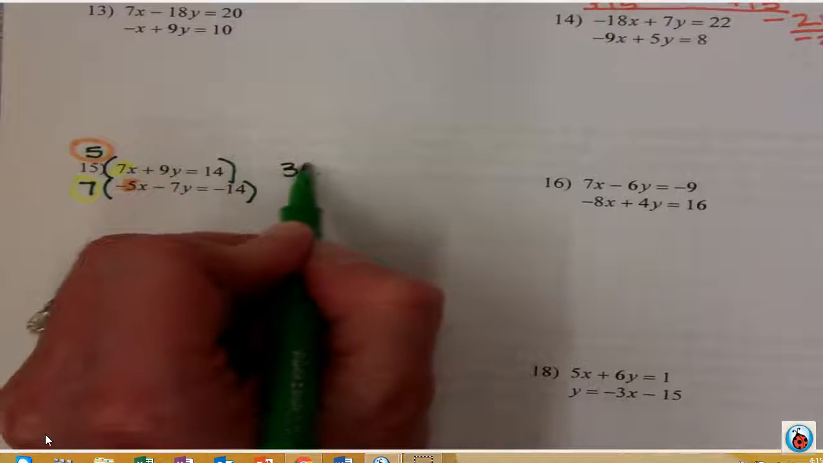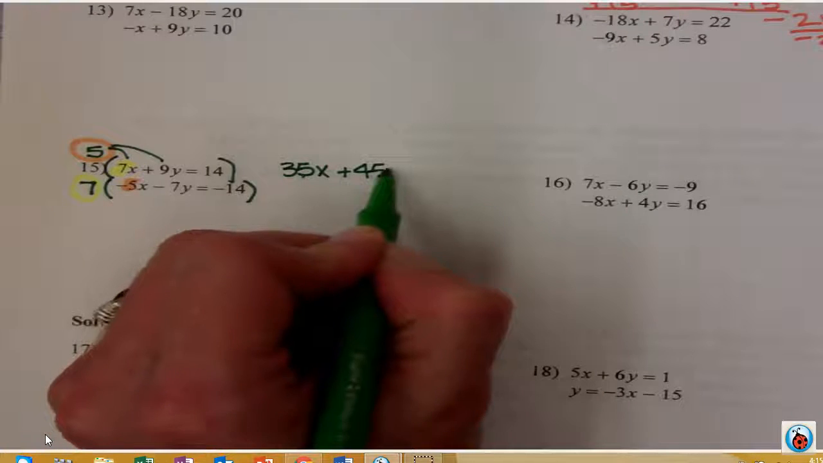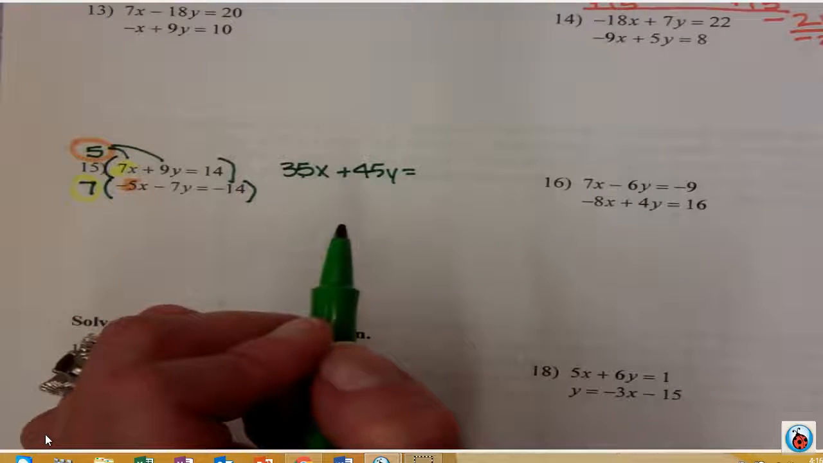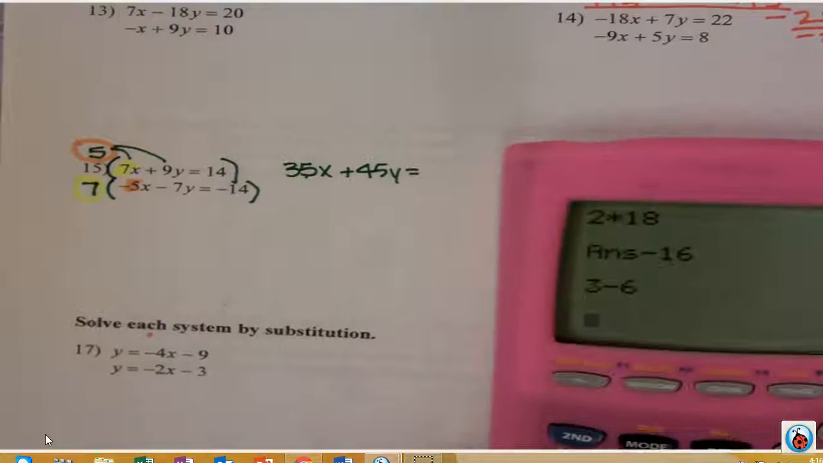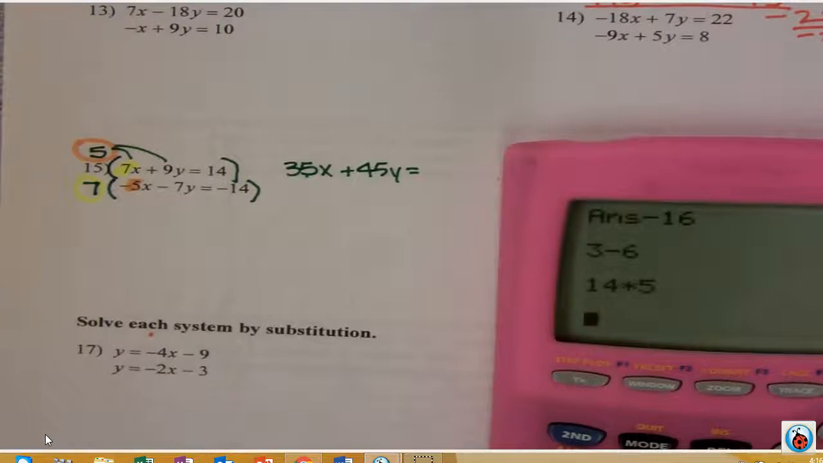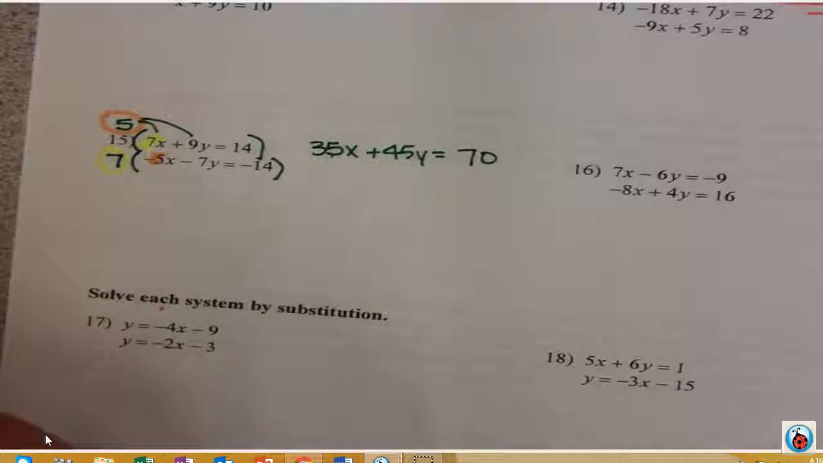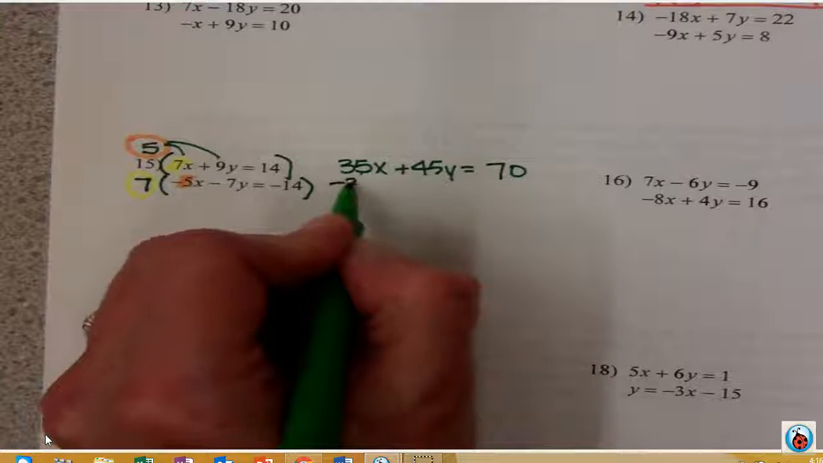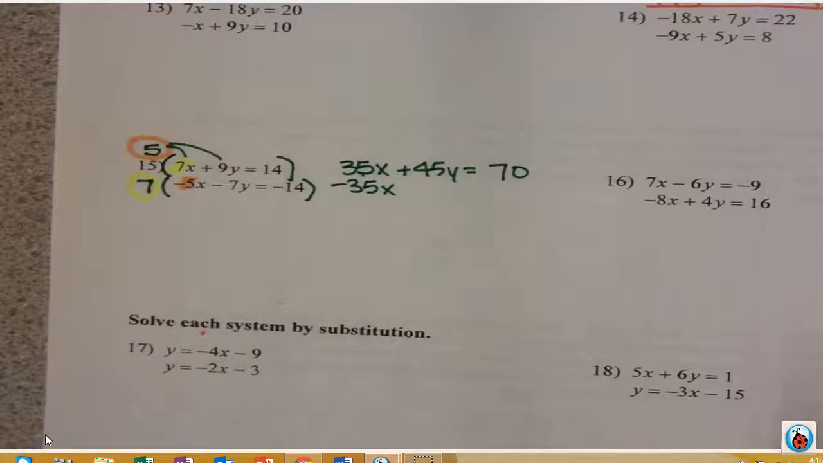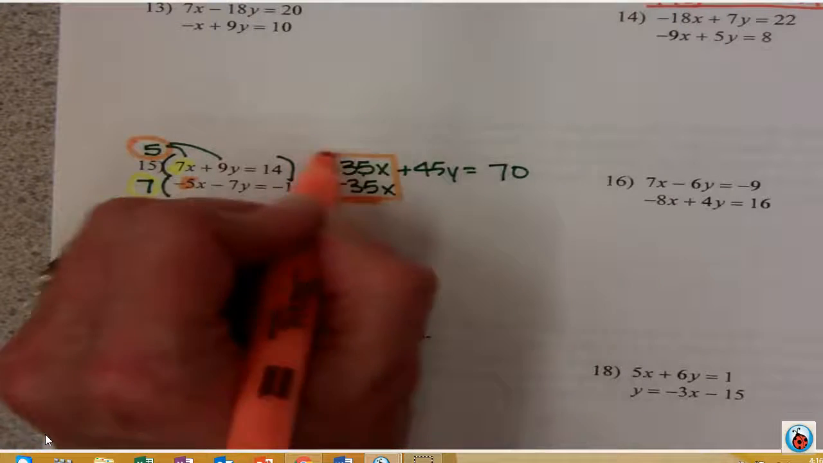5 times 7x is 35x. 5 times 9y is 45y. 14 times 5 is, I think it's 90. Let me see. Let's see. 14 times 5. Oh, 70. Okay, oops. 14 times 5, 70. I need to work on my math facts. So now I've got 7 times negative 5 is negative 35x. So here, look at this. I've done what I needed to do. I've gotten my same number, different signs. So this is exactly what I'm looking for.